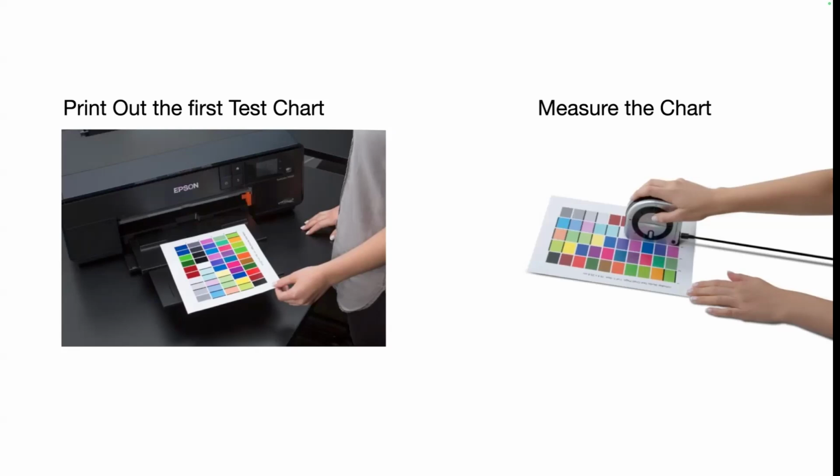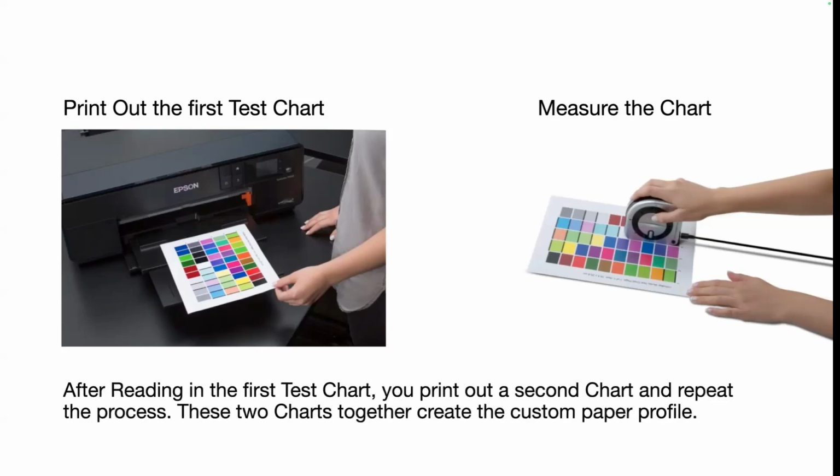Then what it does is after it measures the first one, it figures out how far along you've gotten. And it then generates a second test chart based on the results from reading in the first one. And here's the second test chart. And you can see it's more pastel-y, earth tone, more subtle colors. And then you read this one in. From doing the two of them, after you read in the second chart, that's when it creates the profile.